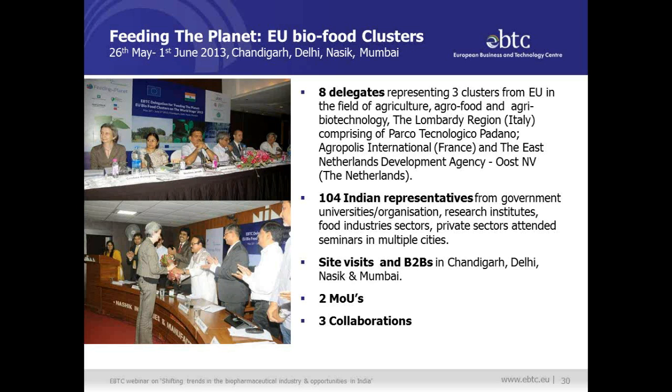And as a result, 2 state-level MOUs were signed between the cluster and the Indian state governments of Punjab and Maharashtra. And 3 collaborations were initiated, exploring research opportunities for joint research calls.